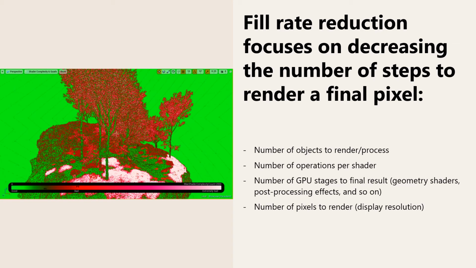And fill rate you can summarize as the number of steps it takes to render a pixel. Those steps can include how many objects it takes to render or process a particular scene, the number of operations in your shader, the number of GPU stages for your final pixel result. So if you're doing any geometry shaders or post-processing effects, that puts more pressure on fill rate. And then the number of pixels you actually have to render, so how high resolution your final image is. And fill rate has a huge impact on most mobile graphics cards, especially stereo ones like you find on HoloLens 2.